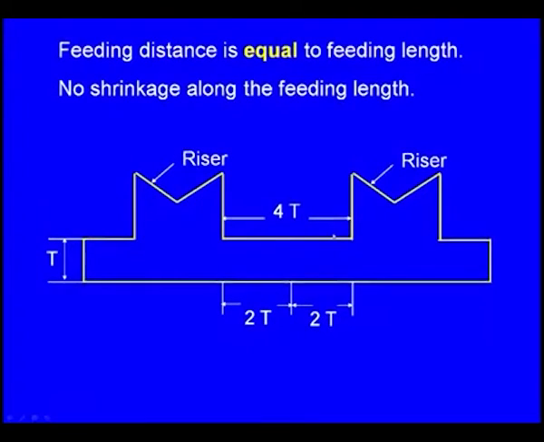Now, let us see another case where two risers are used. In this case also the feeding distance is equal to the feeding length. Here we can see, this is one riser, and on one side there is 2T, that is the riser effect, and on the other side there is 2T, that is the riser effect. The total feeding distance between these two risers is 2T plus 2T, that is 4T, and we have arranged the risers such that the distance between them is exactly equal to 2T. So, there is no question of formation of a shrinkage cavity.